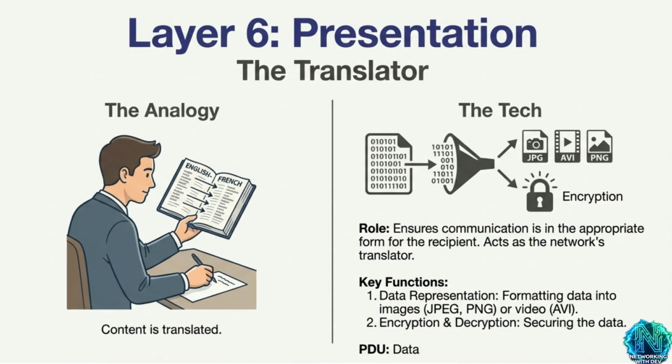Data representation. It formats raw data into recognizable images like JPEG and PNG, or video files like AVI. Encryption and decryption. This is the critical stage where your data is secured for travel and then unlocked once it reaches the destination. Much like layer 7, the PDU at this stage is still simply referred to as data. By the time the presentation layer is finished, your message isn't just created, it's formatted and secured, ready for the session to begin.